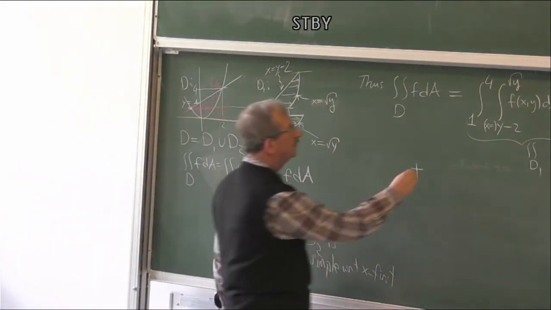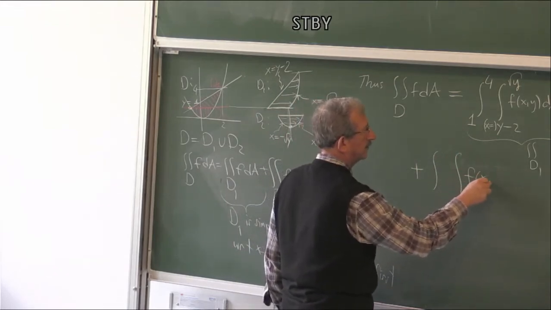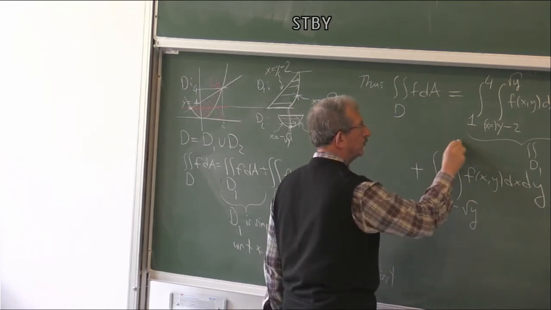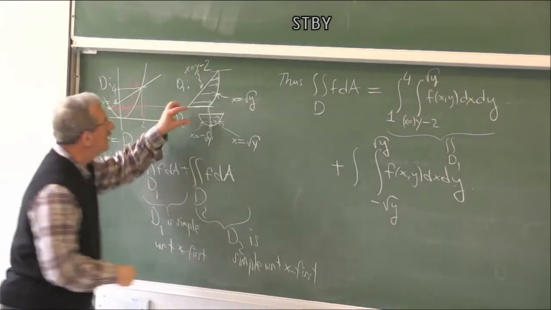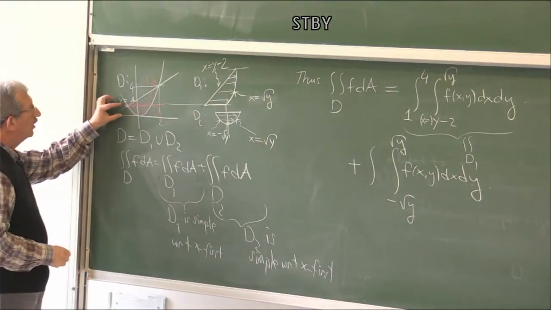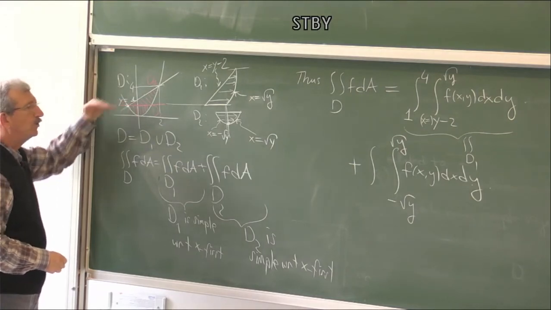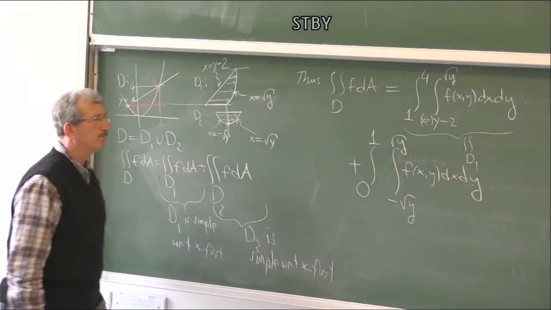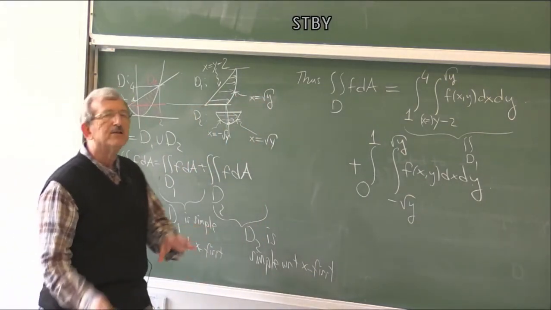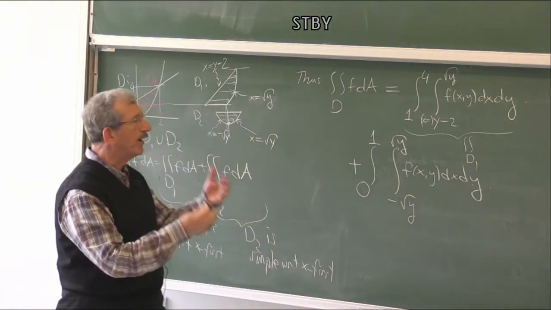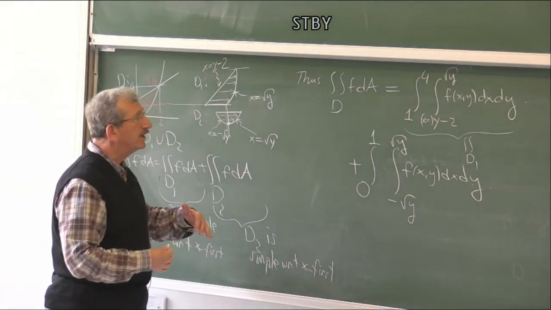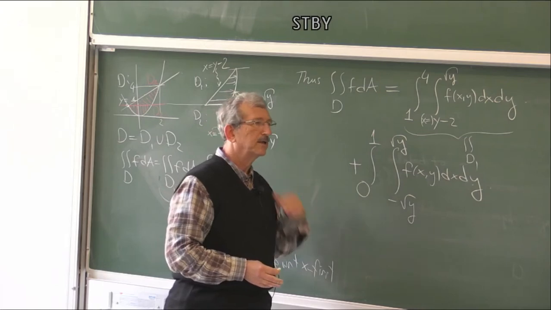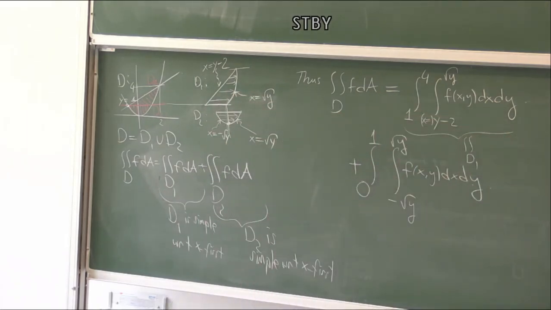And thus, this becomes an integral from minus root y to root y. And y changed in the meantime, if you look at D2 now, clearly from the level 0 to the level 1. So we can still change into iterated integrals where x comes first, but if it's not a simple region, we may have to split into two pieces, as in this example.